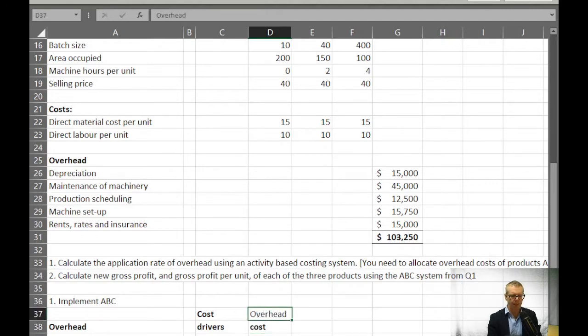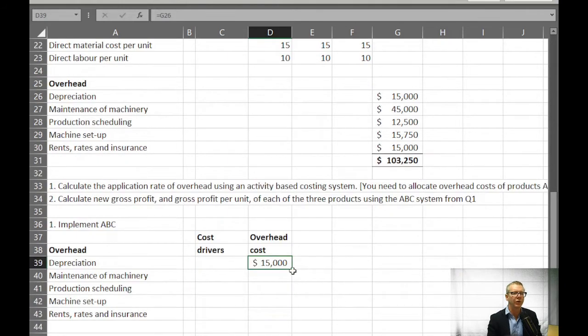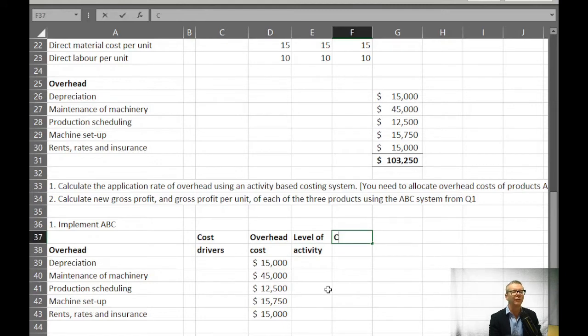That's the overhead costs that we already have in column G. So I already know what those overhead costs are going to be for our 5 components. The next thing I'm going to be interested in is the level of activity that we've got for each of these costs. And finally, that's going to allow us to determine the cost per unit that I'm then going to apply to the various products.